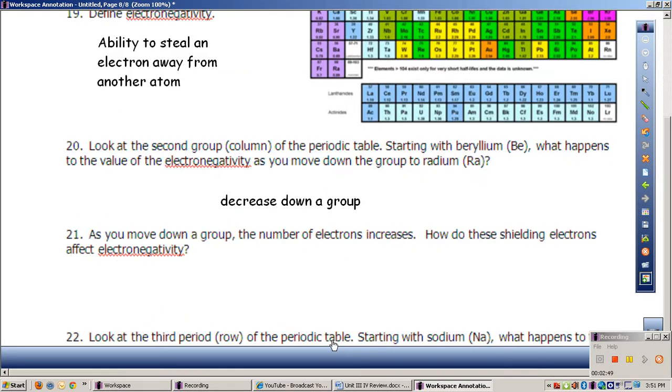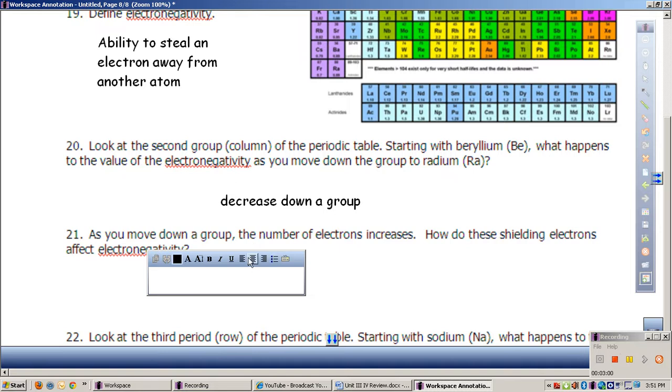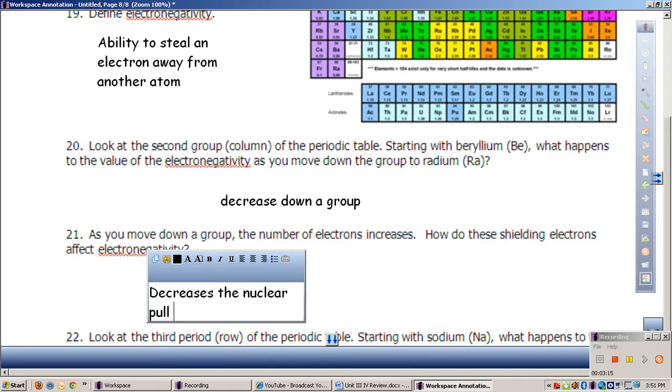And then for 21, as you move... oh, whoops. Yeah, never mind. All right, so how do those shielding electrons affect electronegativity? So for 21, as you move down a group, the number of electrons increases. How do those shielding electrons affect electronegativity? It decreases the nuclear pull, therefore weakening the electronegativity.